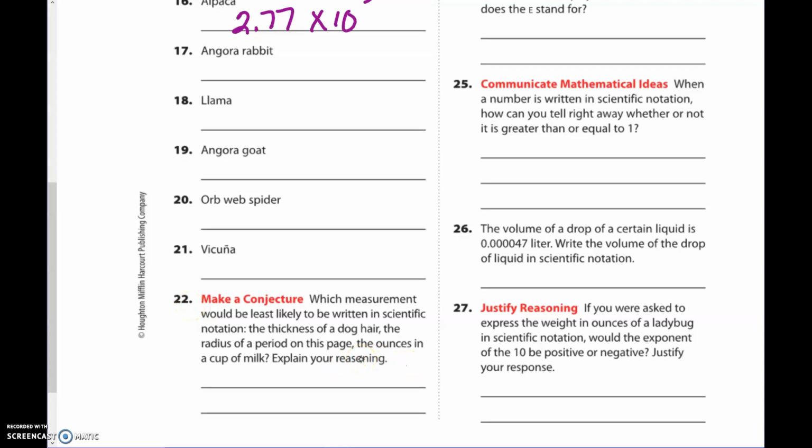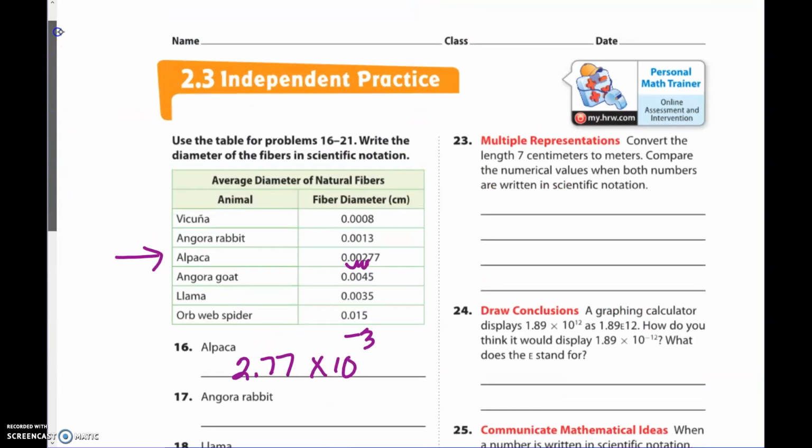Or the ounces of a cup of milk. Well, think about that. When you pour milk, don't they say you have a 6-ounce cup, an 8-ounce cup, a 12-ounce can of soda? So I would say that the cup of milk is the one that we are not going to put in scientific notation because it's not really big and not really small. It's a whole number. Okay. All right. From 22, we did number 23.